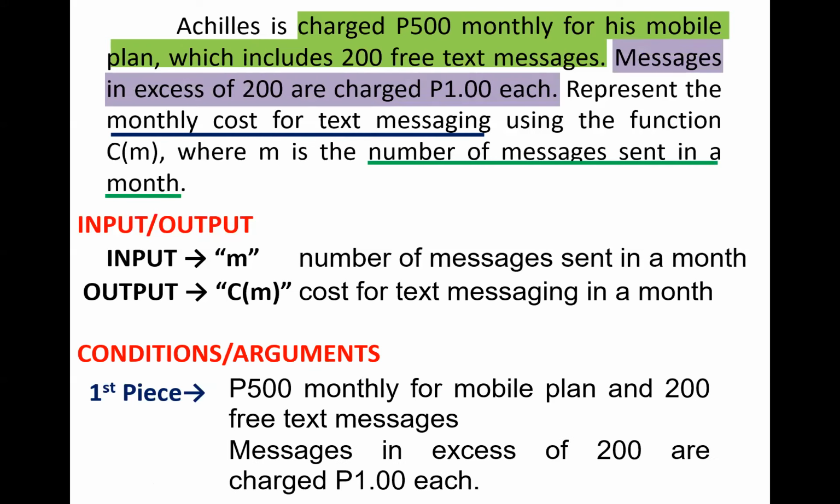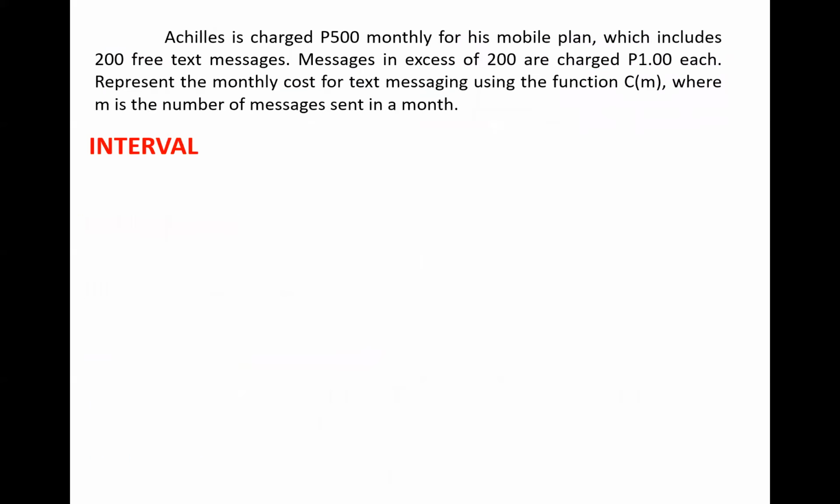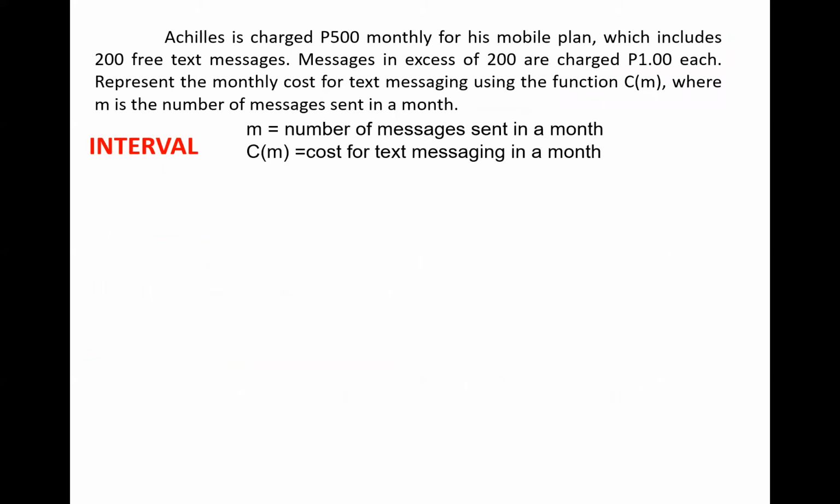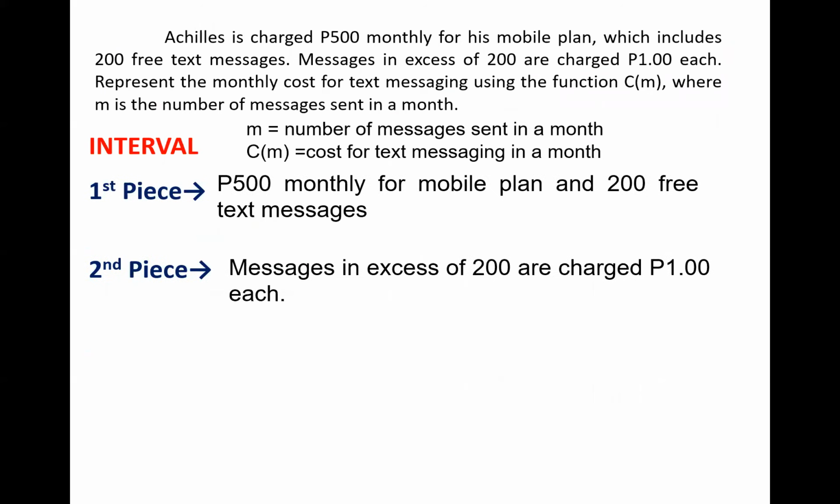Sabi niya dan, kapag sumobra ka sa 200 free text messages, yung sobra sa 200, i-charge sa'yo ng 1 peso. So that is our second piece. And ito ang gagamitin natin para malaman natin kung ano ang second subfunction natin. So, susunod naman natin, identify natin si interval. Again, i-consider pa rin natin dito si input at saka si output. Okay? So, balikan natin yung dalawang pieces of arguments natin.